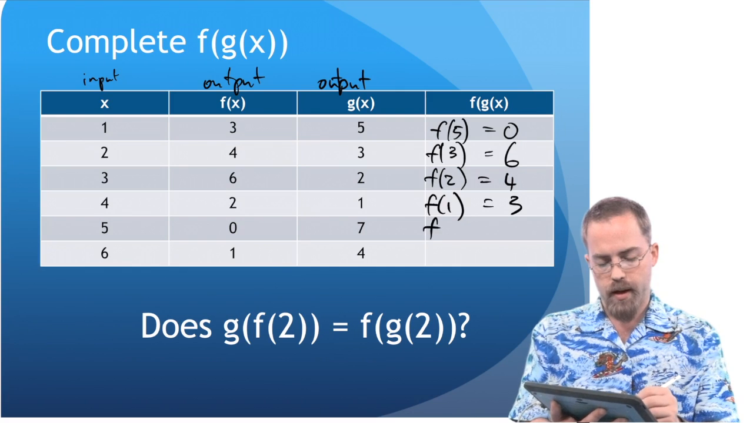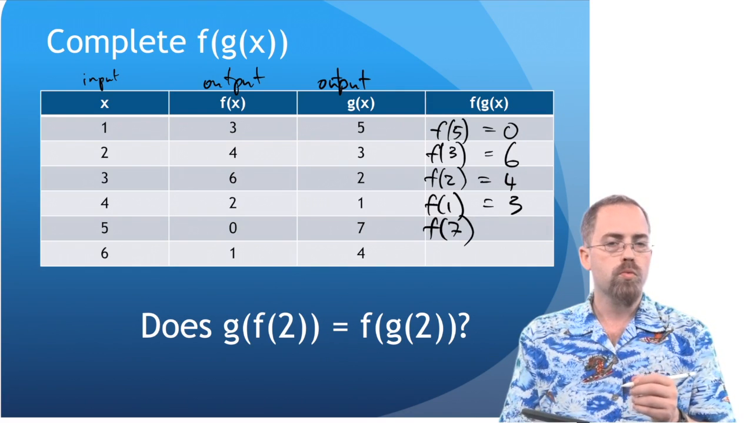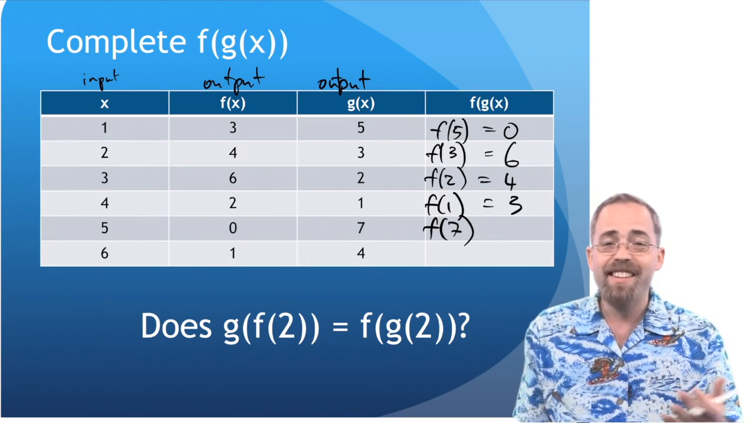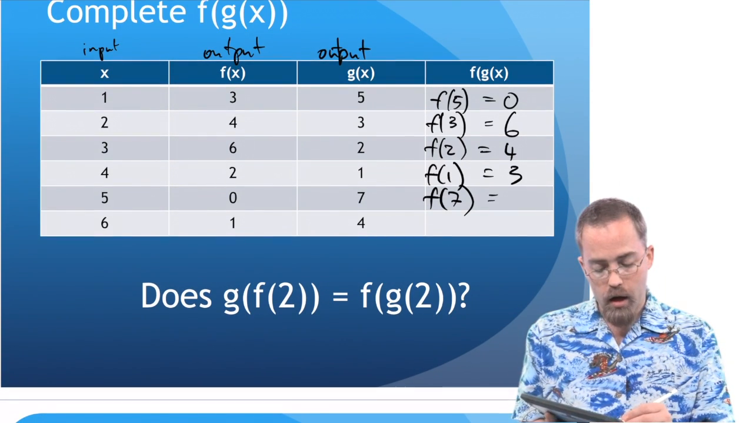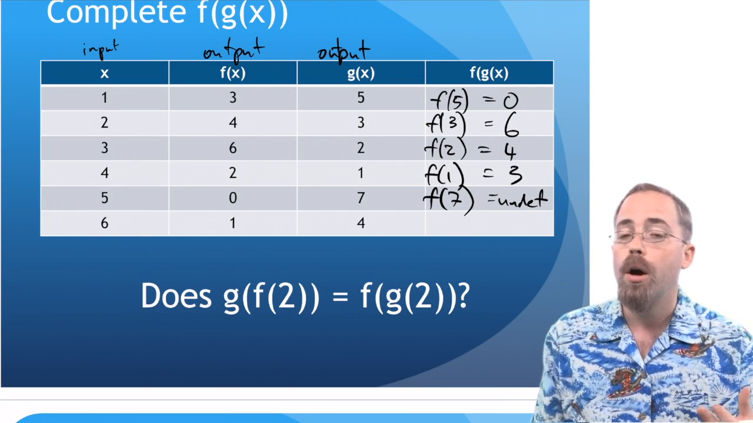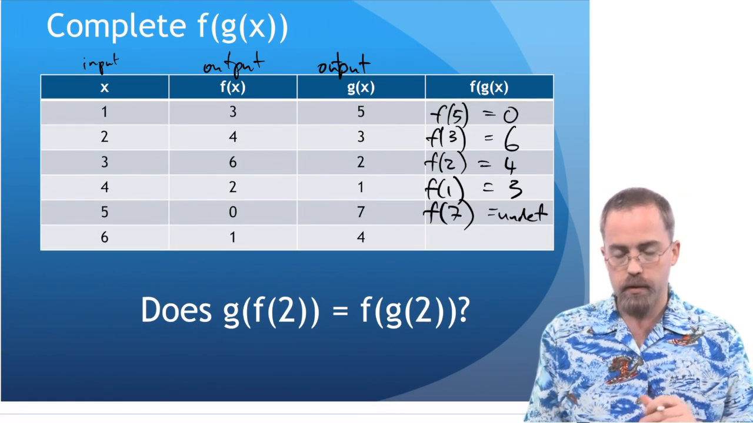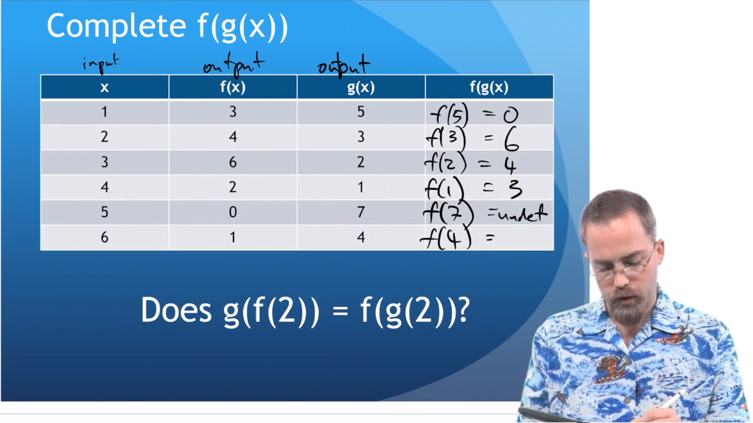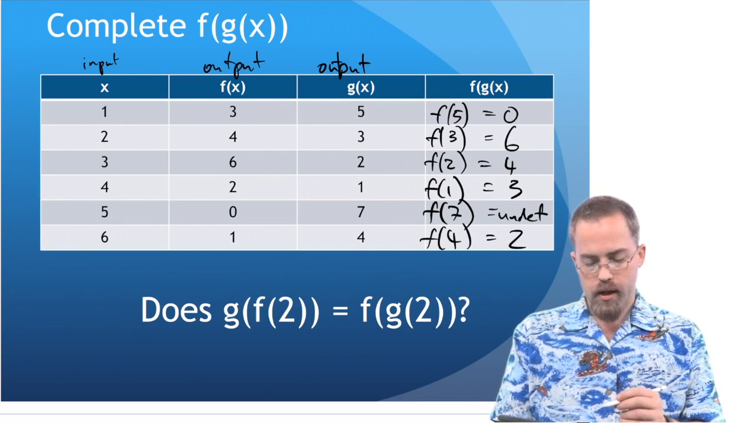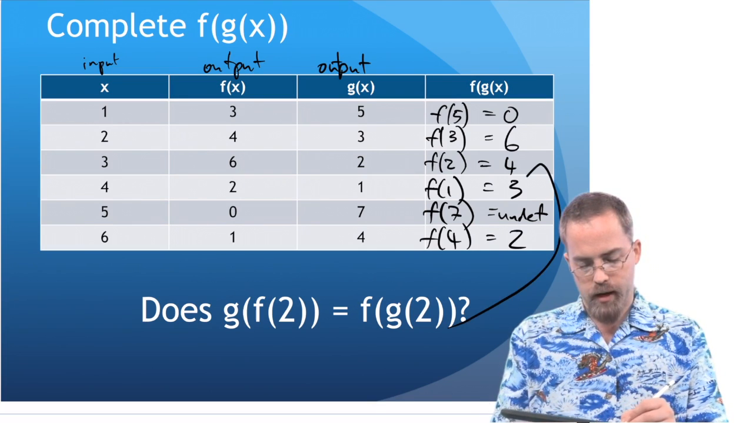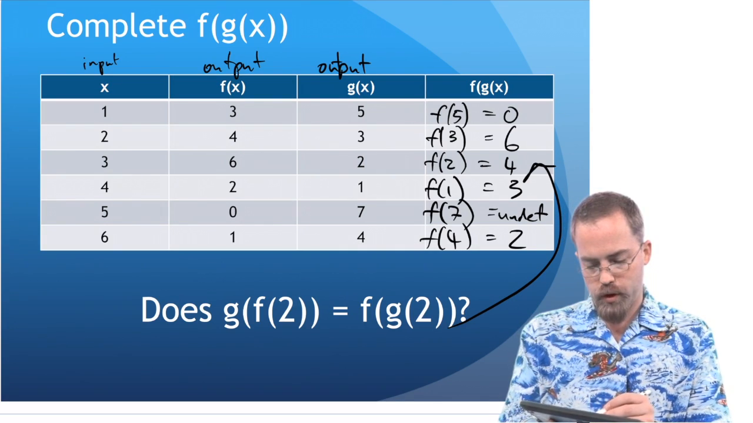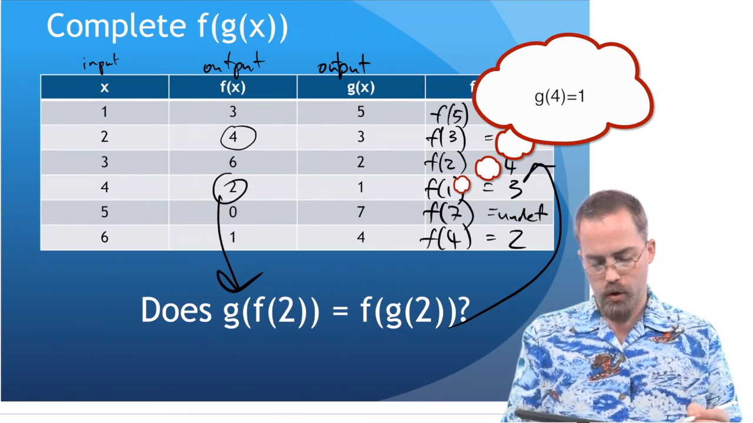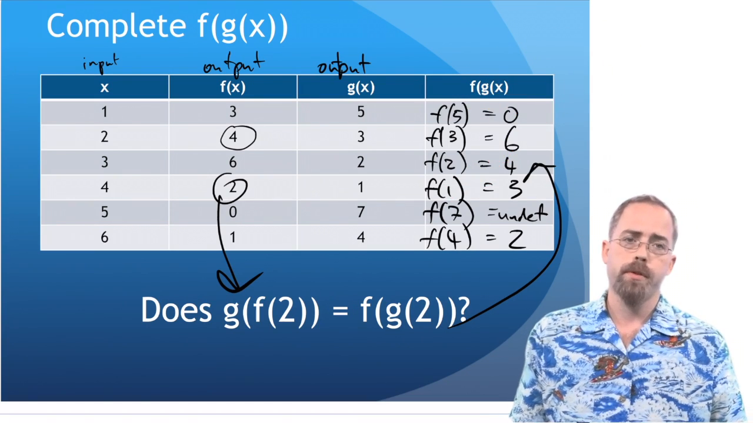G of 5 is 7. F of 7, that's not on my table. This function is defined by this table, and it's not there, so it is undefined. It doesn't exist. It's not part of the domain of this very limited function here. So one more, g of 6 is 4, f of 4 is 2. So we just did f of 2 up there, and that was 4, and f of 2 is 4, and g of 4 is 2. So no, they don't equal each other.